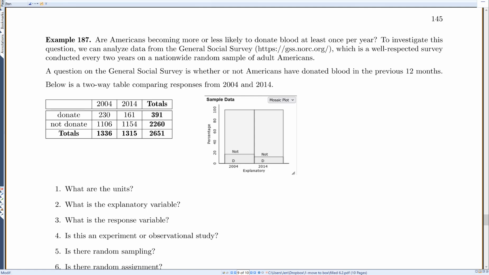Okay, so one more example. Are Americans becoming more or less likely to donate blood at least once per year? Notice I say more or less likely, which is saying we don't really know which way our hypothesis should go. We're just going to see if there is a difference.